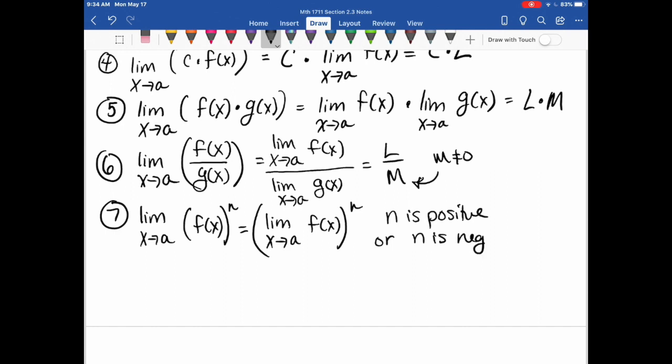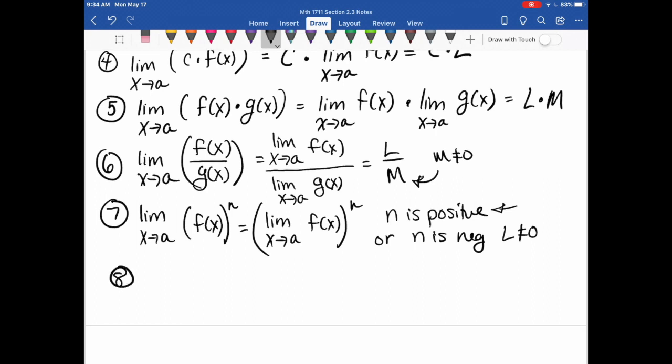the value of L cannot be equal to 0, because remember, if you have a negative exponent, that means you're flipping it upside down and you're taking the reciprocal. So if your value of the limit is 0 and then you reciprocate, you're going to run into a problem. So you've got to make sure that your n is positive, or if your n is negative, that you're not flipping it and creating a 0 in the denominator.